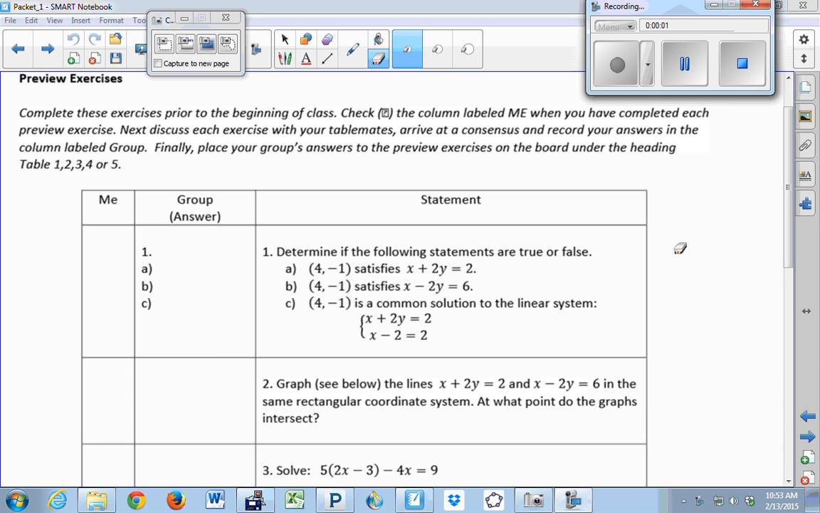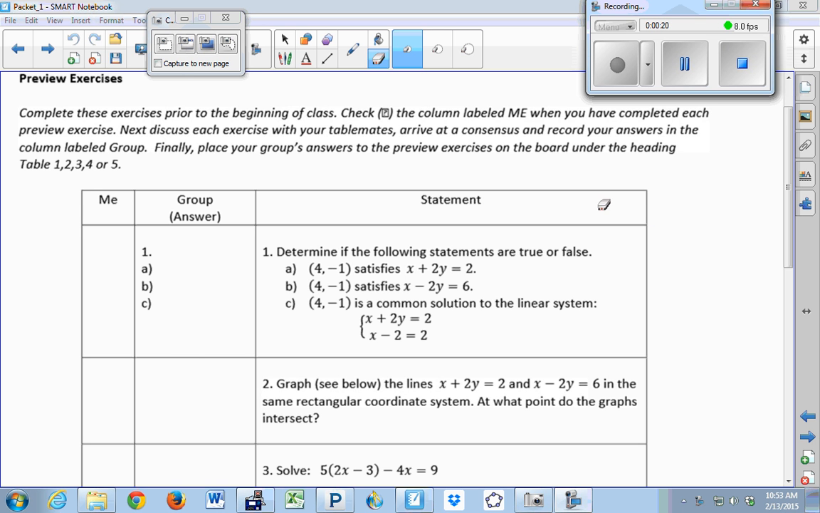Successfully found today what we call the common solution for a system of linear equations in two variables. We have two different variables, x and y. So in order to solve a system with two variables, you need two equations.